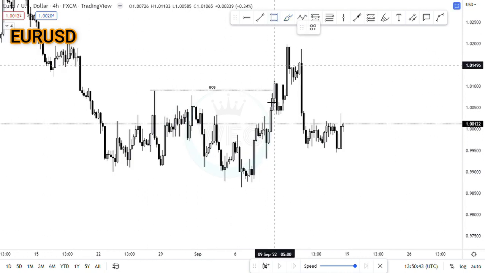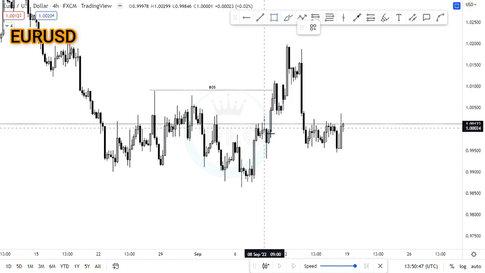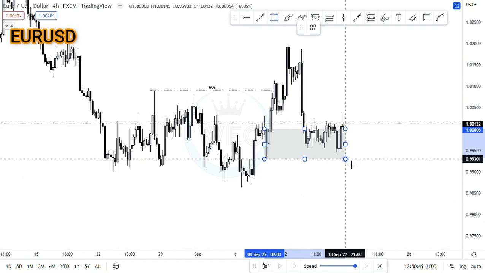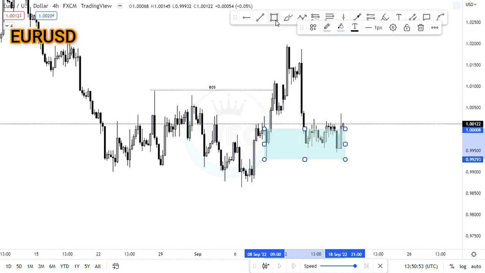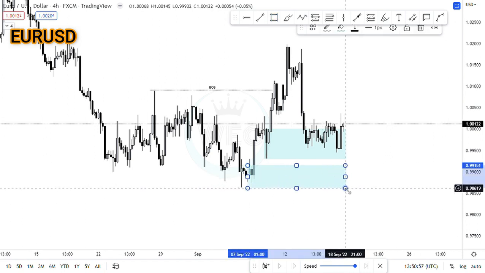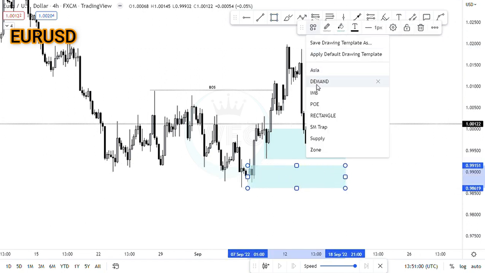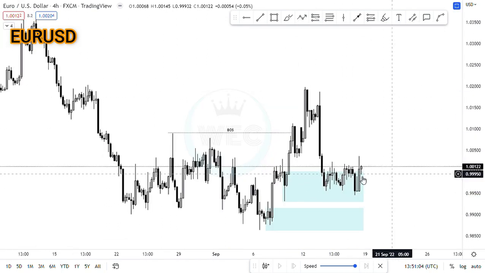In here I have two levels of demand. The first one is right in here as a decisional demand zone, and the second one is right in here as my origin demand zone. We can see that price is reacting from the decisional demand, which means that I can look for trades.